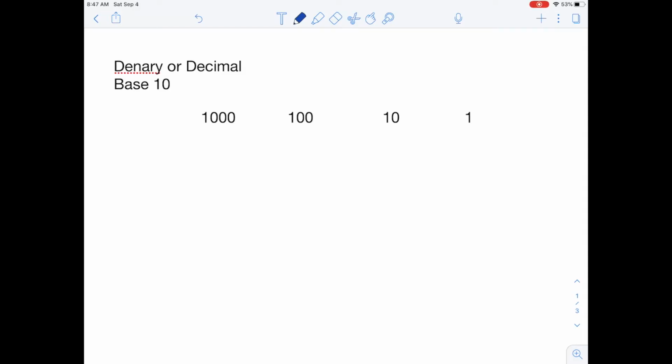Going to start out with denary or decimal numbers. You can think of this as a base 10 number system. We probably developed this because we have 10 fingers on our hands, so we're used to counting by 10. The place values are ones, tens, hundreds, thousands. You could think of it as 10 to the first power, then 10 to the second power, and 10 to the third power, and it would continue going up like that into the further place values.